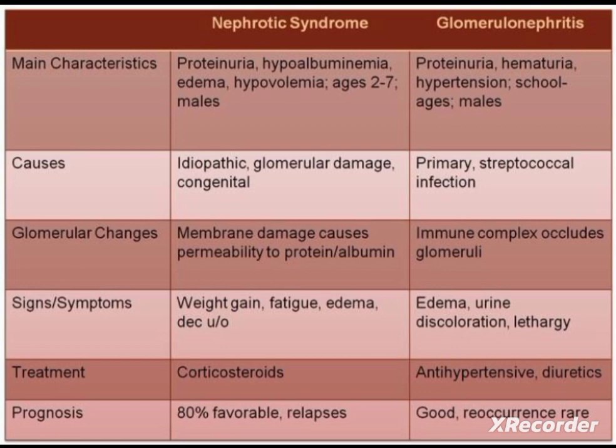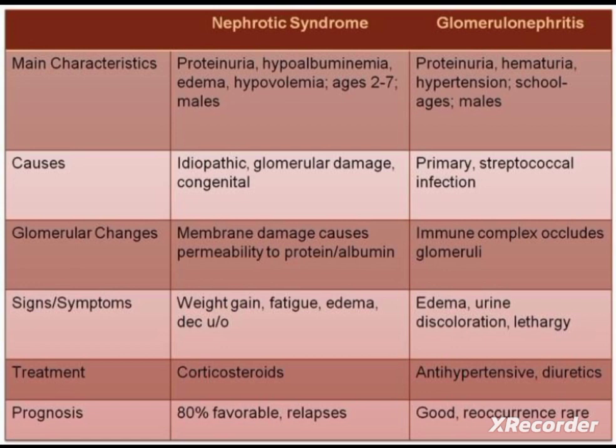Other signs and symptoms in nephrotic syndrome are weight gain, fatigue, edema, and decreased urine output. But in glomerulonephritis: edema, urine discoloration, lethargy. Lethargy means weakness or extreme tiredness will be present in the glomerulonephritis patient. The weight gain and edema are mainly due to accumulation of fluid, because the glomerular membrane is more permeable to protein or albumin, with escape of albumin or protein. So that's why there will be increased edema. The third space shift is more in nephrotic syndrome.